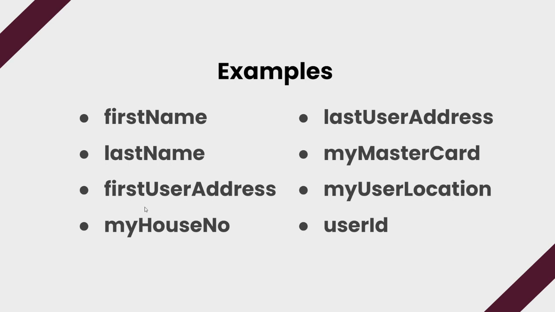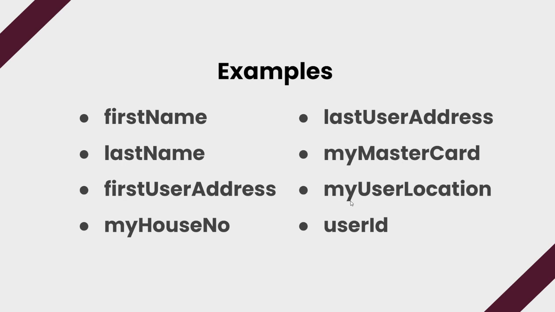This particular rule also applies to the next example, which is my house number. You can see the M and the Y, they are in lowercase as a word. For this second word, which is house, the H here is in uppercase. And for the last word, which is number, the N is the only uppercase letter, the rest will be in lowercase. That rule also applies to last user address. You can see that we followed the camel case pattern. Also, we follow the pattern in my MasterCard.